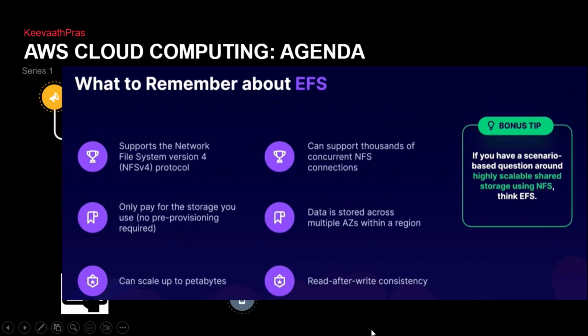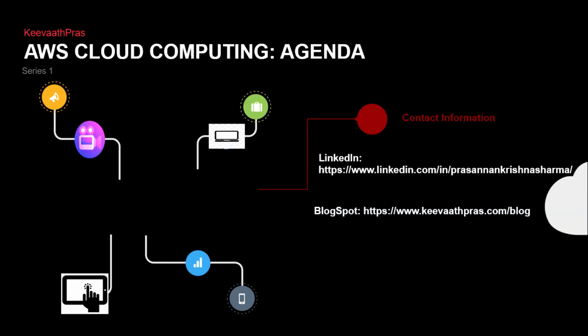What did we learn? It's a network file system. You only pay for the storage you use. It can scale up to petabytes. It can support thousands of concurrent NFS connections. The data is stored in multiple availability zones, as we saw, or we can also go for one zone. It is read after write consistency.